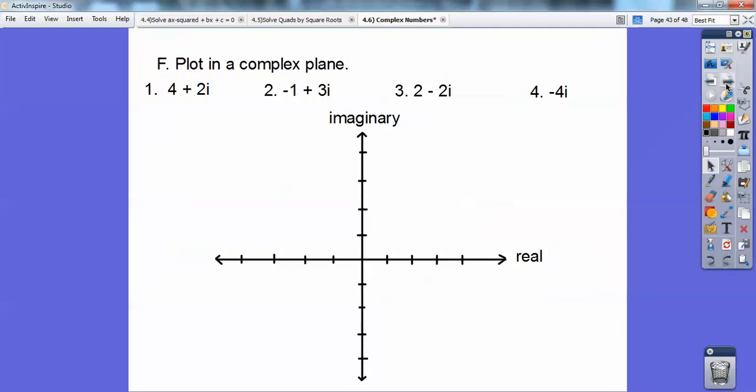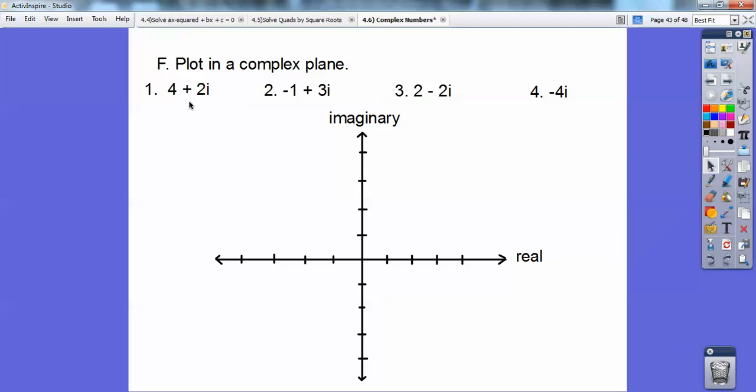All right, and then plot these numbers in a complex plane, you guys. You plot them exactly like you would an XY plane, you guys, except this is my real axis and this is my imaginary axis. And these are like ordered pairs. This is like 4, 2i. This is like -1, 3i, 2, -2i, and then this is like 0, -4i.